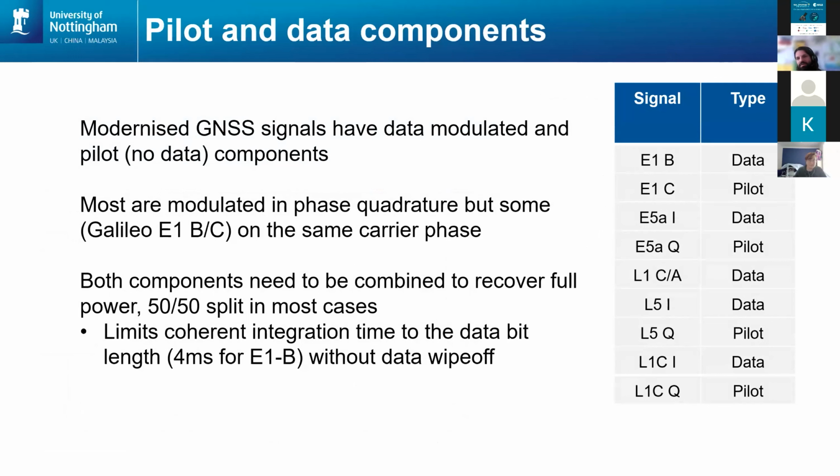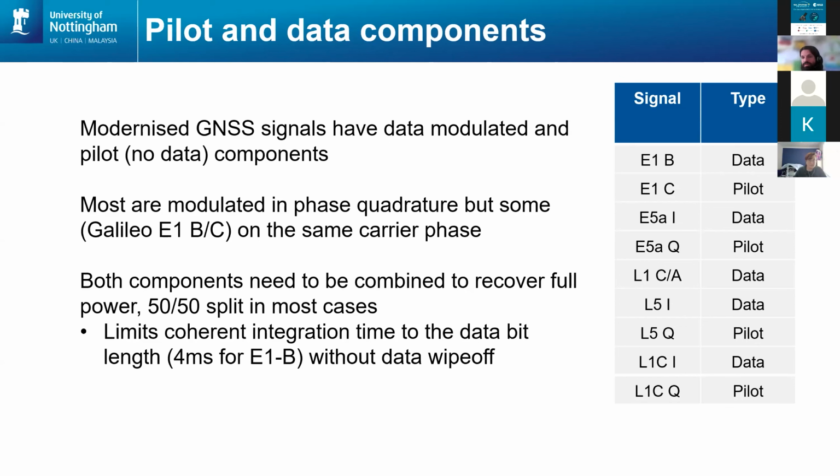So you can see on the right hand side here now, those same signals: the E1B signal is modulated by data. The E1C signal is just a pilot signal which has no data modulation on it. But it still has this secondary code that we need to account for. And it's a feature of most of the modernized signals that you now have these pilot and data components. And generally, this is 50-50 between them, not in every case, but generally it's 50-50 between them.